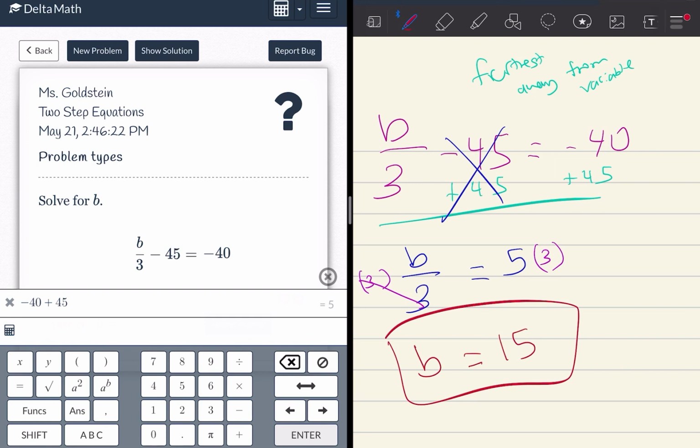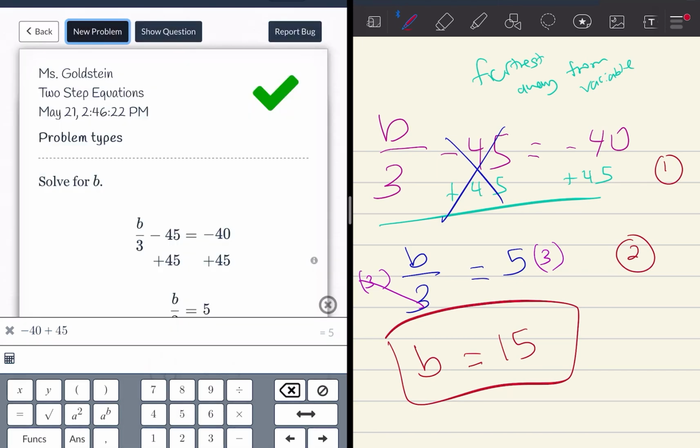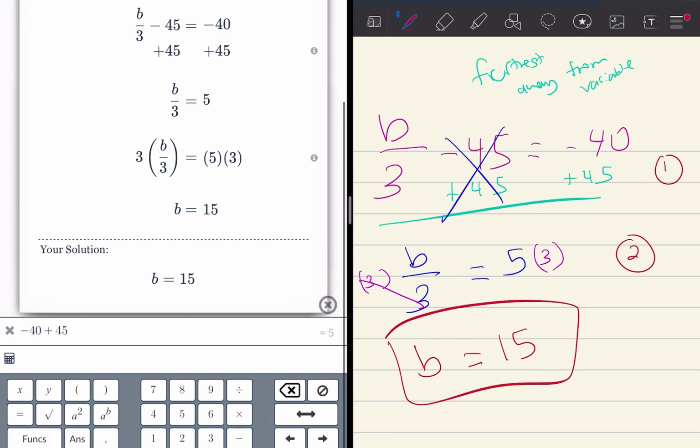So this is a two-step equation. My first step was adding the opposite of minus 45, and my second step was multiplying by 3 to get rid of the division by 3. So now I go to my answer. B is 15. Submit. Yes. And it'll show you those steps that we did.